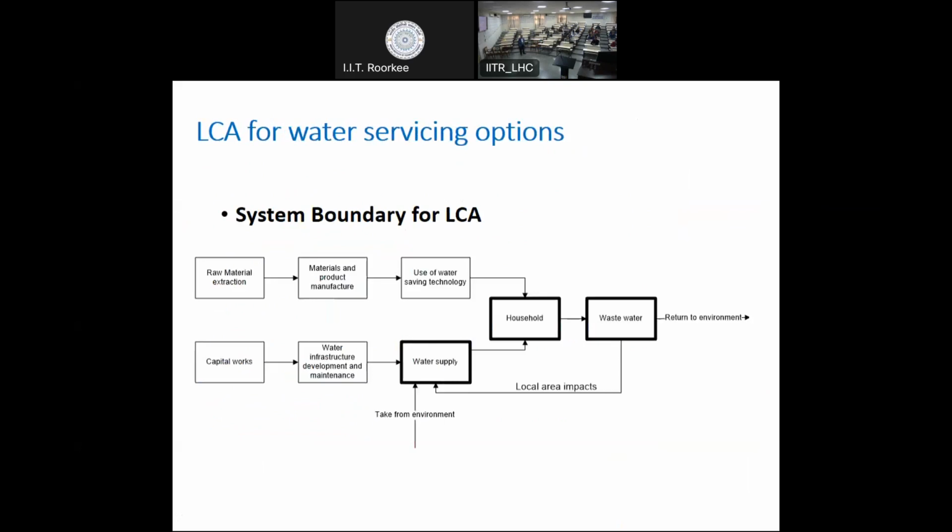For the system boundary of the LCA, we looked at raw material extraction from mining, material and manufacturing processes, use of water technologies, then putting them in the houses, capital works, and infrastructure. Everything is included in the life cycle assessment, which includes the energy requirement and every aspect of the energy and material requirement.